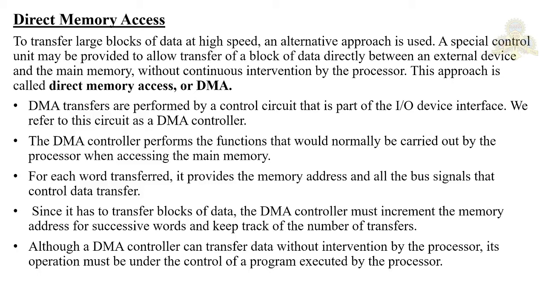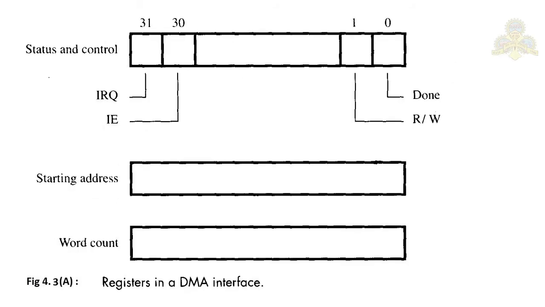So first we'll look into a diagram that has the registers in a DMA interface. Now this is the diagram wherein you have the starting address, word count and status and control. It is an example of a DMA control register that is accessed by your processor to initiate the transfer operations. So we have two registers, that is starting address and word count, to store the starting address and word count of the block. The third register contains the status and the control flags.